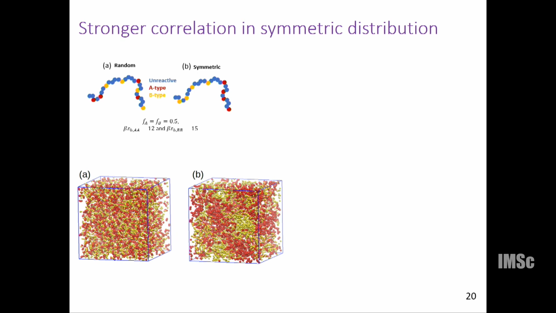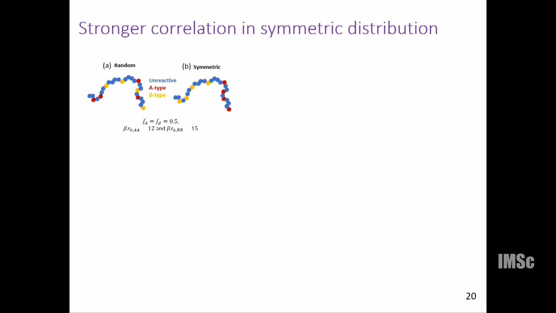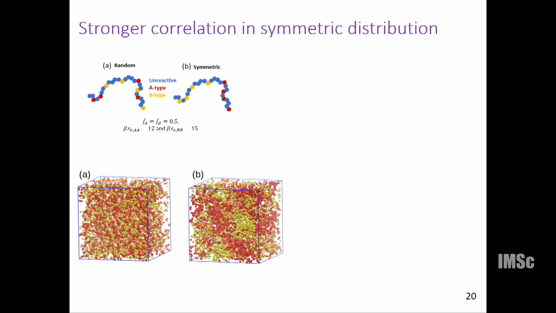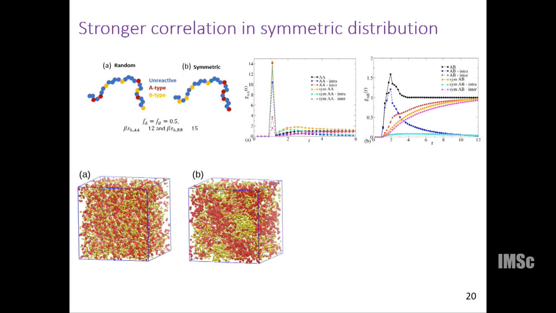So if you look at the equilibrium snapshots of the system in the random and symmetric case, clearly there is more aggregation of a given type of reactive monomers in the symmetric case because of their very arrangement. So they can form crosslinks at shorter contour distances, as I showed just before. This is also evident in the g(r) profiles, the radial density distribution profiles.